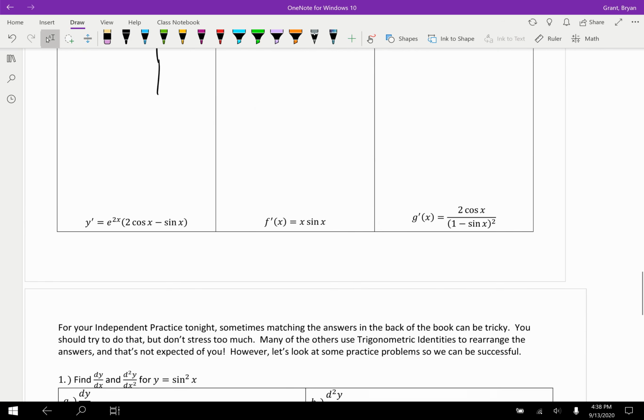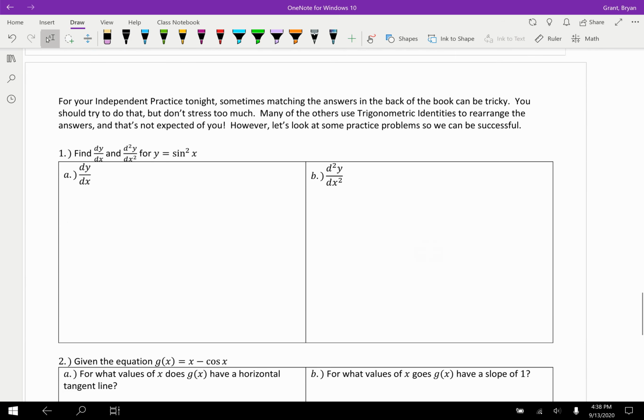Last but not least for today, you do have independent practice, and I'm going to tell you that matching the answers in the back of the book are really tricky for tonight. And in fact, this is one of the very few times where, although I will always suggest that you should try to match them, don't feel defeated if you can't, because they're going to use lots of trig identities. They're going to use like sine of 2 theta, which is equal to 2 sine of theta cosine of theta that you might not have memorized.